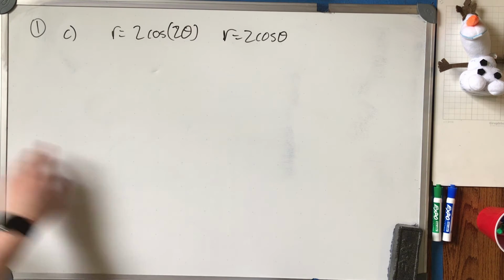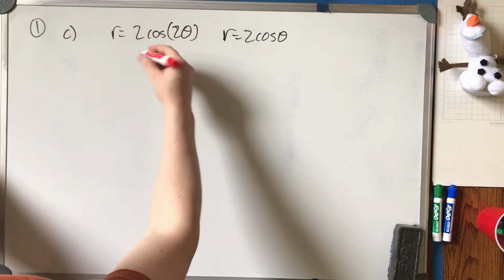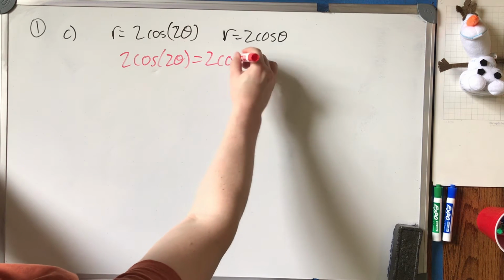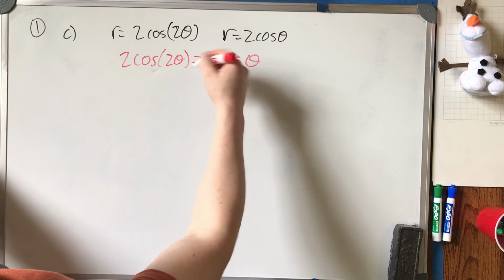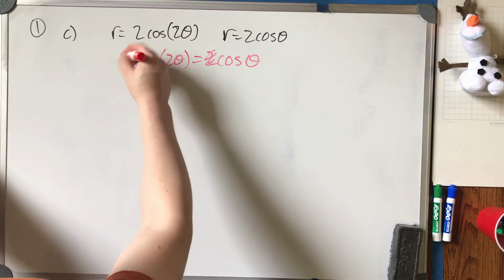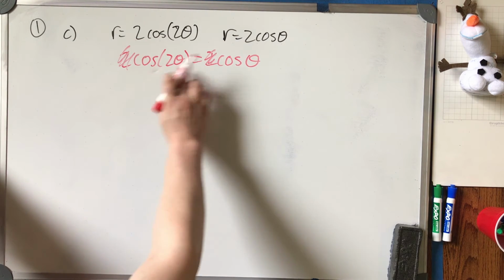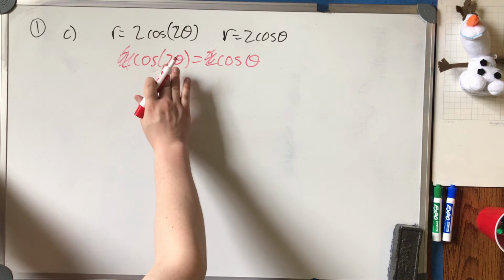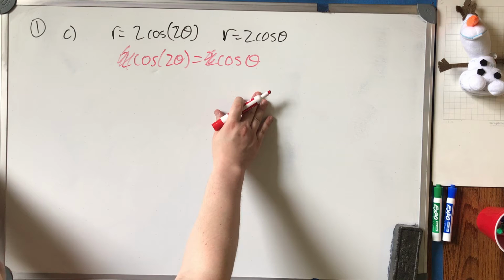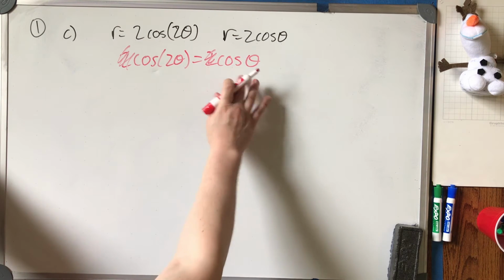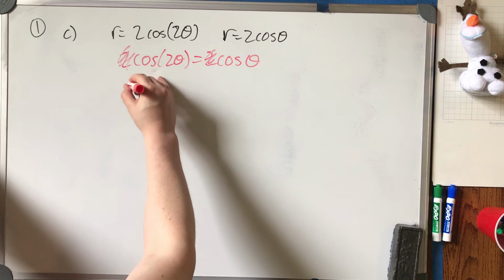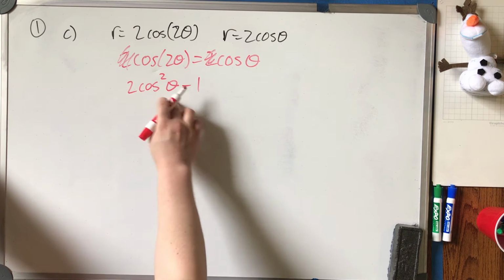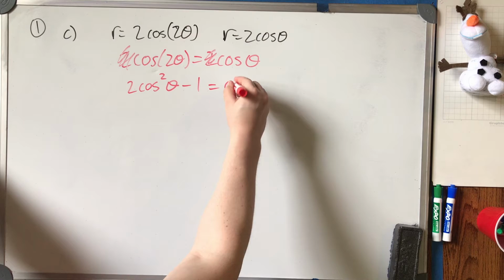For C, we're going to end up needing to use our identity sheet, I believe, but let's just start off the same way. Set the r values equal to each other. I'm looking at this, and the first thing I notice is that I can ignore these 2's, so I'm just going to get rid of them. Now I have a 2 theta and a theta. We don't like that. So I'm going to look at the identity sheet, and cosine 2 theta has 3 different ones we could use. I'm going to pick the one that gives me all cosines because I don't want to reintroduce sine and then have to get rid of it later. So this is going to become 2 cosine squared theta minus 1 equals cosine theta.